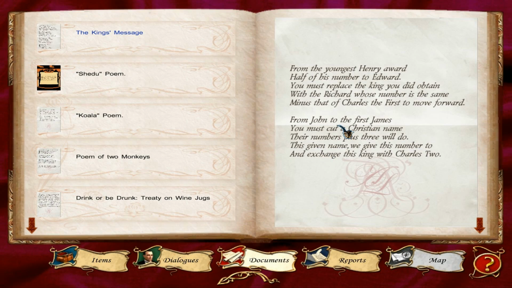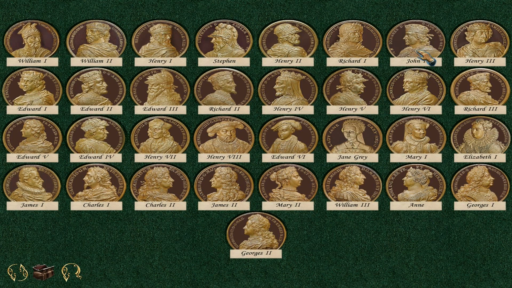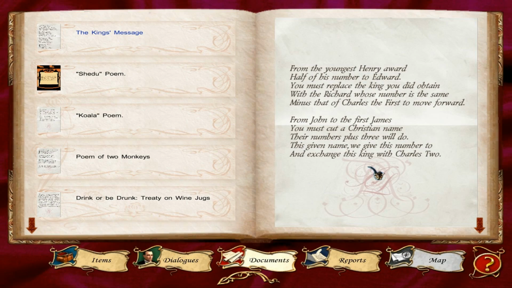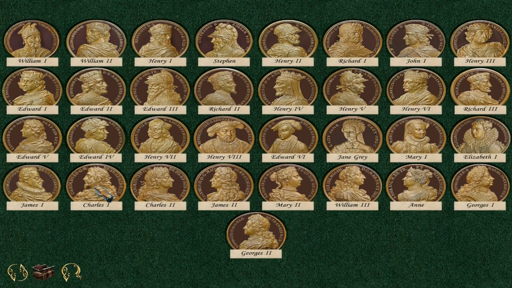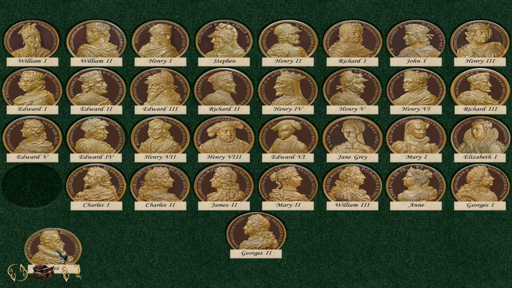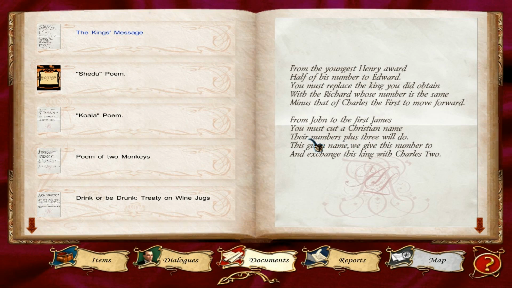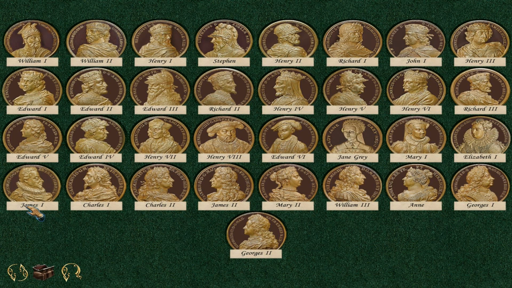From John to the first James, you must cut a Christian name. John. What? To the first James, you must cut a Christian name. Their numbers plus 3 will do. So it's 2, so you want someone the 5th. So, what? This given name, we give this number 2. Right, from John to James. No, I want to, like, draw a line.